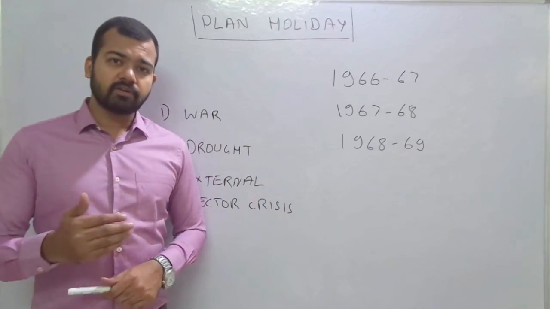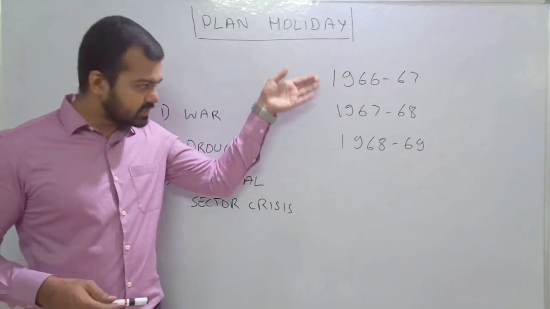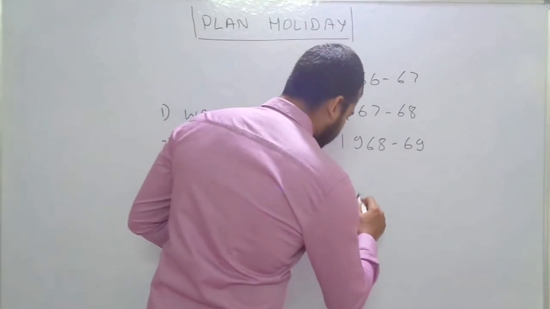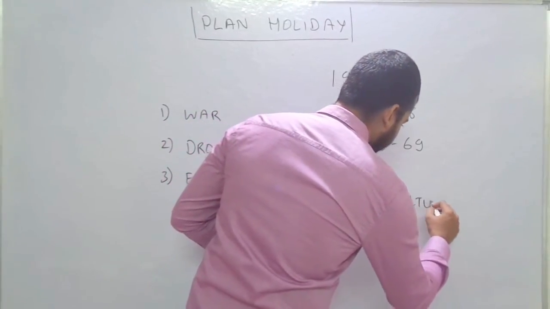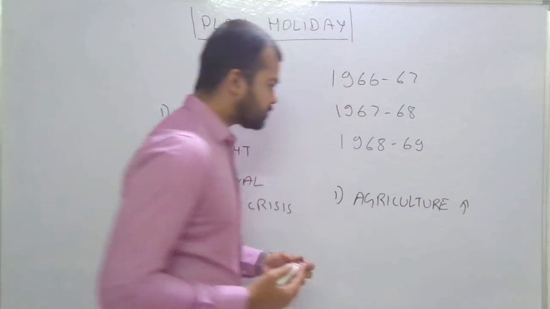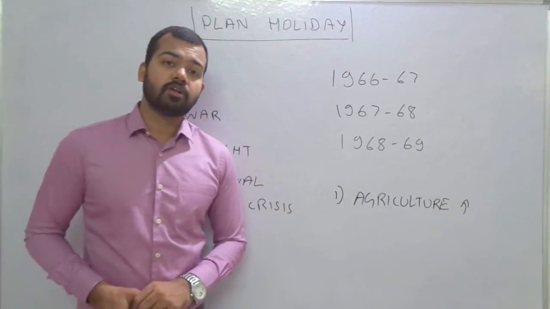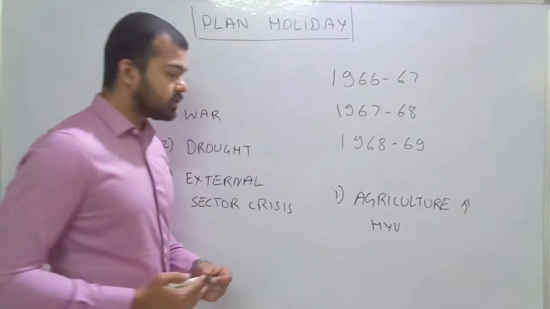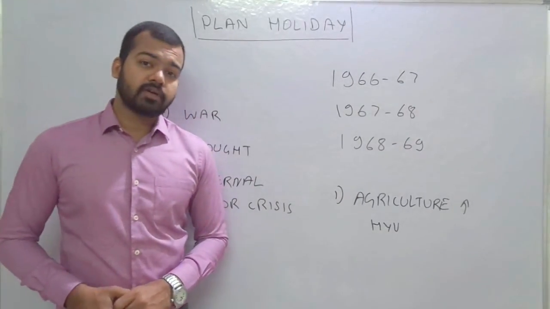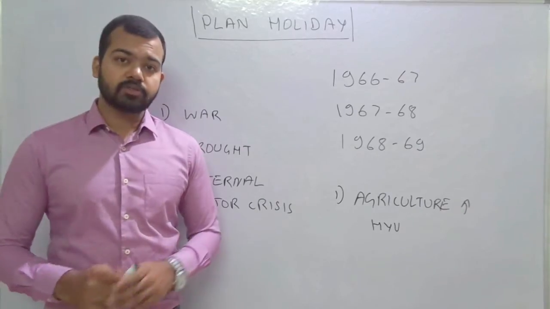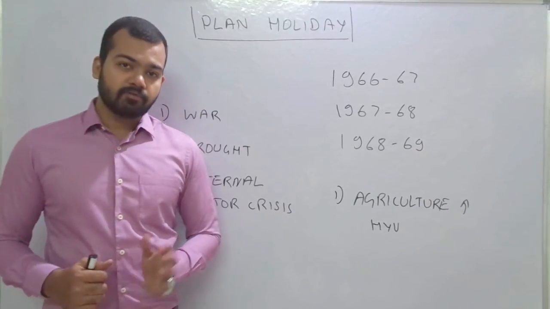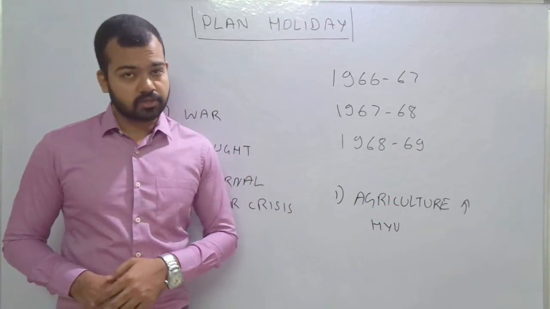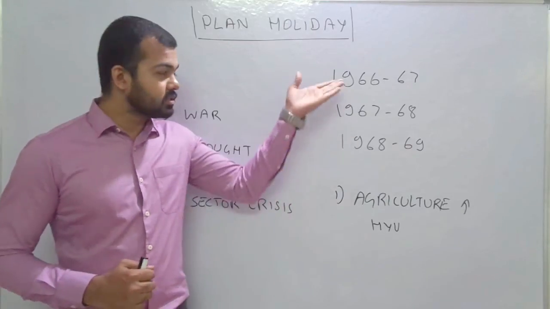Now some silver lines of this period, the period of plan holiday, these 3 years. First, agriculture production went up. Due to the introduction of high yield variety seeds, known as HYV seeds, which were part of the Green Revolution. We'll discuss the Green Revolution in a separate lecture, but for this video, HYV seeds and the introduction of the Green Revolution led to an increase in agricultural production. This was the major silver line of this 3-year period.